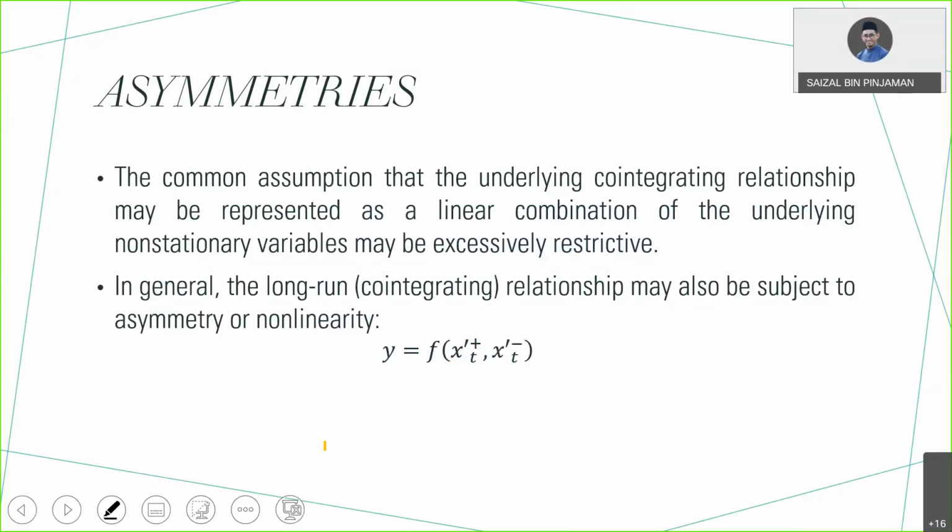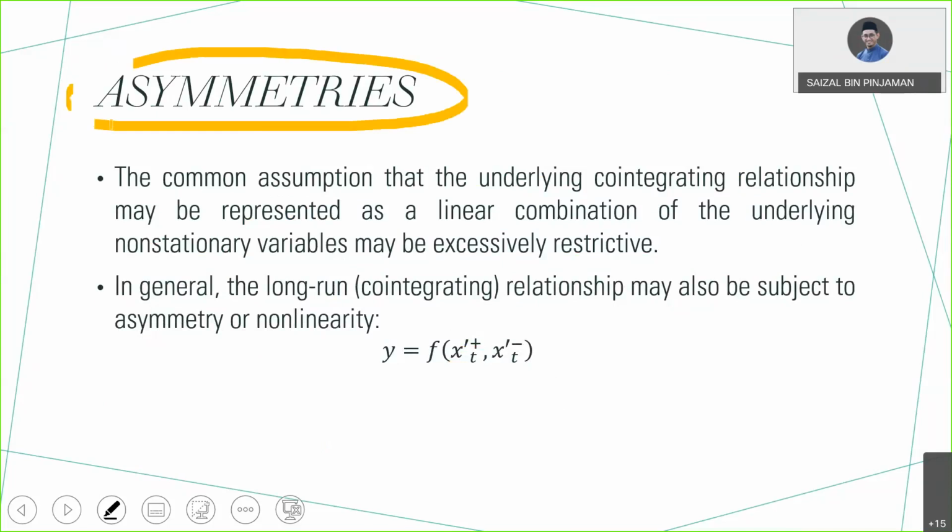So one of the elements or nature of the dependent variables as well as the independent variables that we need to take into account is the asymmetry of the variable itself. Asymmetry here means that the negative values as well as positive values of the variable have different impact towards the dependent variable.